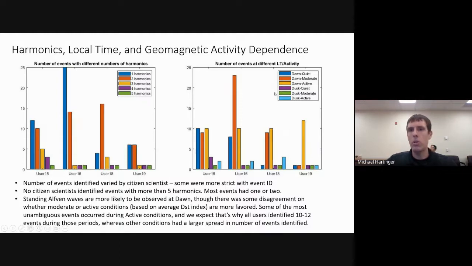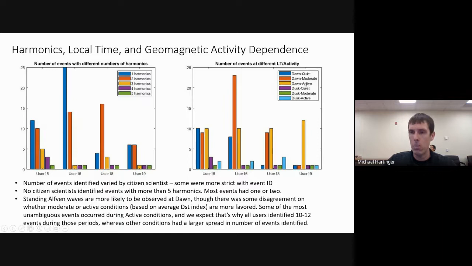But then I just want to highlight the power of crowdsourcing and also the issue that different people can agree or disagree on the pattern. If you look at the one on the right, most of the citizen scientists, the high school students, were very consistent in terms of identifying the same HARP events in dawn and during active conditions.